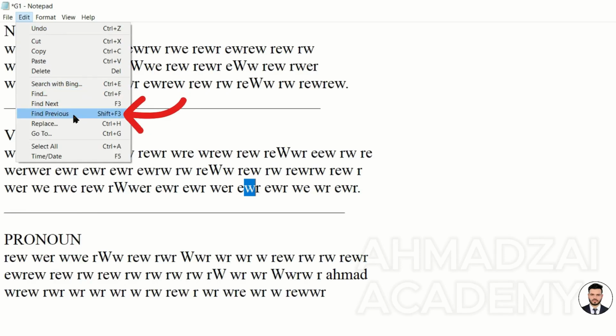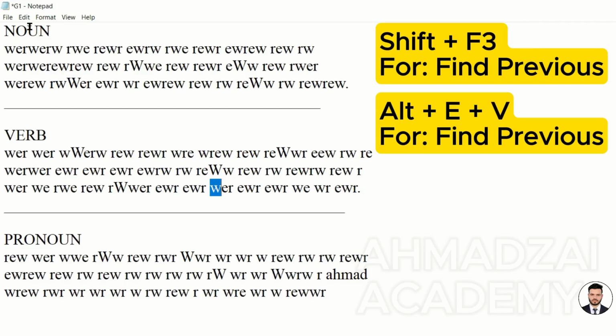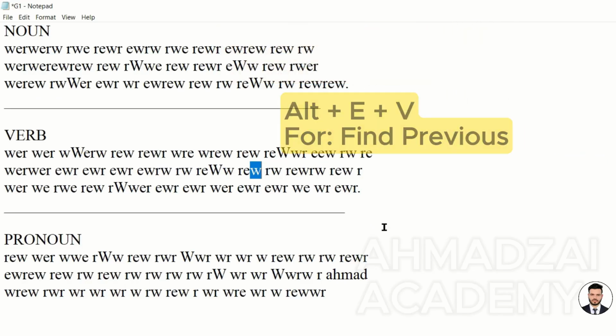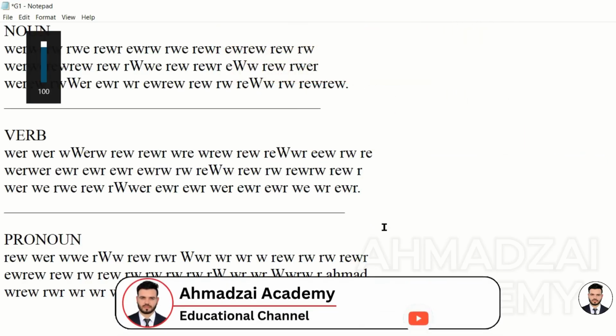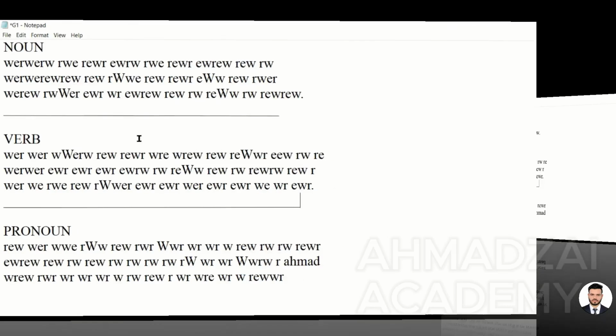Also, friends, there's something called find previous. You've used find next, which finds the next one. Find previous means it finds the previous one. The shortcut for find next is F3. And what's the shortcut for find previous? If we hold down Shift, it does something. Find next is with F3. Shift plus F3 performs the find previous function.